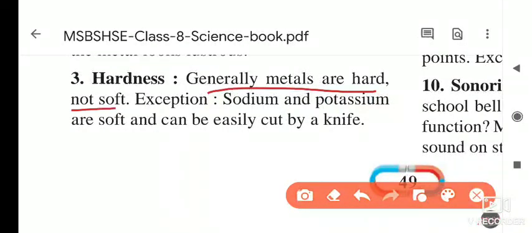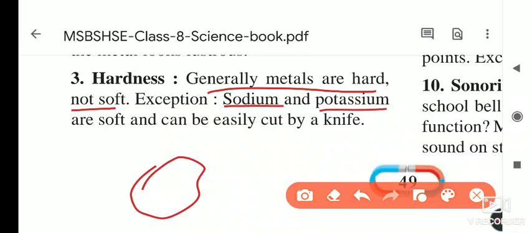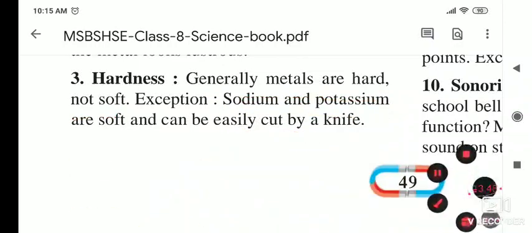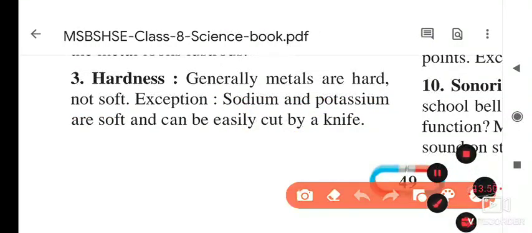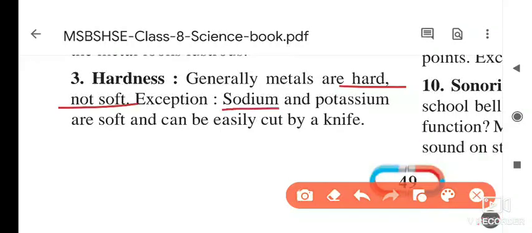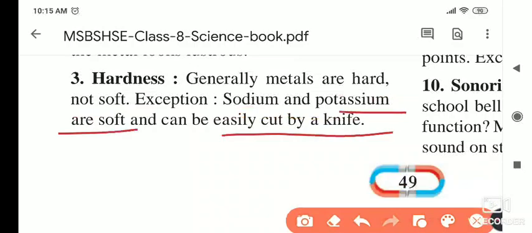Okay, the exception, the soft metal, is sodium. You know that sodium is like butter, it is very soft. Potassium is also soft and can easily be cut with a knife. So sodium and potassium we can cut very easily with a knife. But the other metals, except sodium and potassium, are all hard.